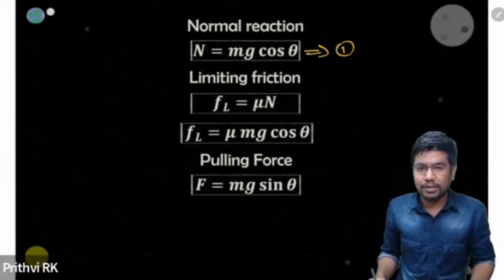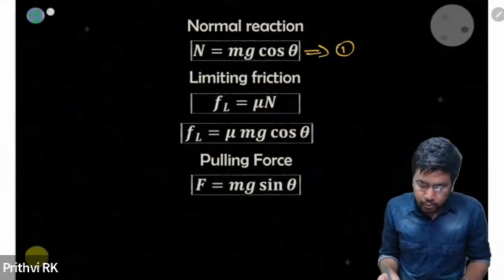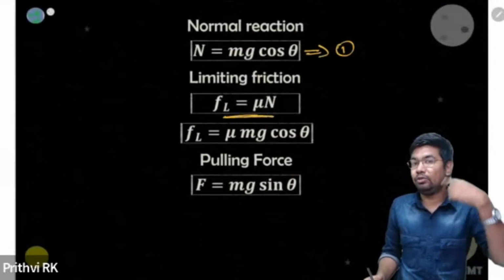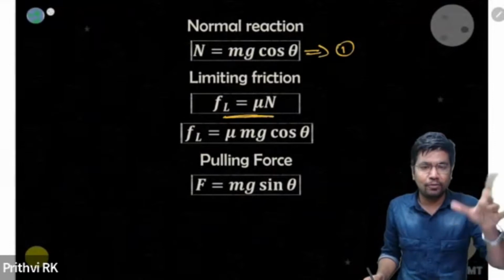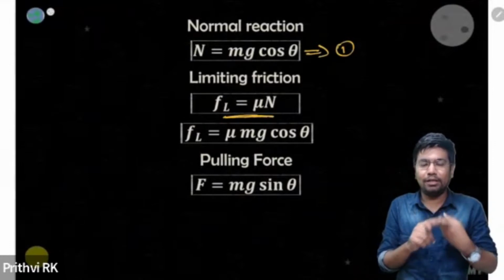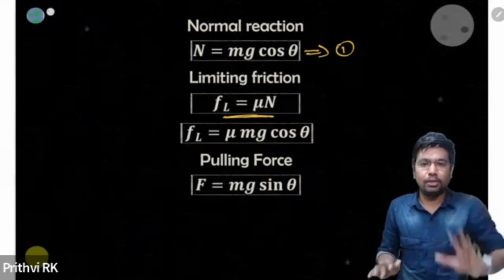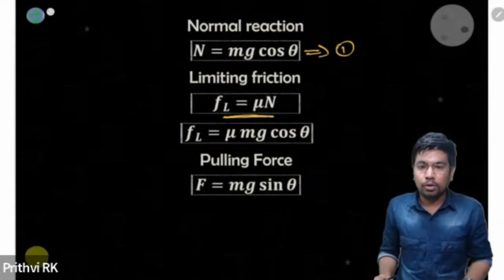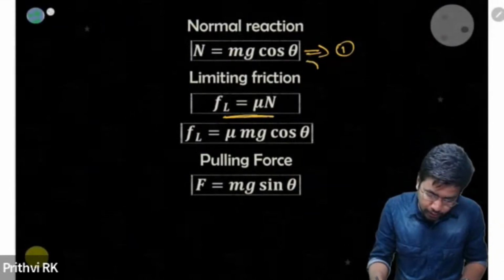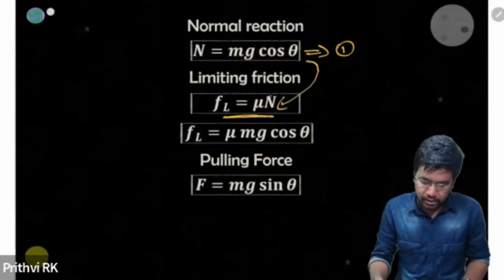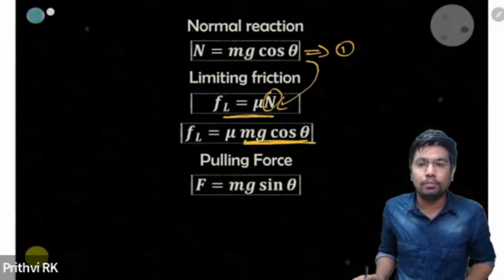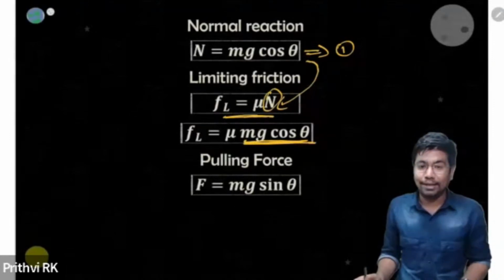So in this formula, for the first condition, I'm going to substitute limiting friction Fl is equal to mu into n, which I taught you earlier in today's class itself. The formula for friction is mu into n, coefficient of friction into normal reaction n. So we are going to substitute this. Look what happens here. In the place of n, I'm going to substitute mg cos theta. So limiting friction or static friction is equal to mu into mg cos theta. That's the formula that we will get here.